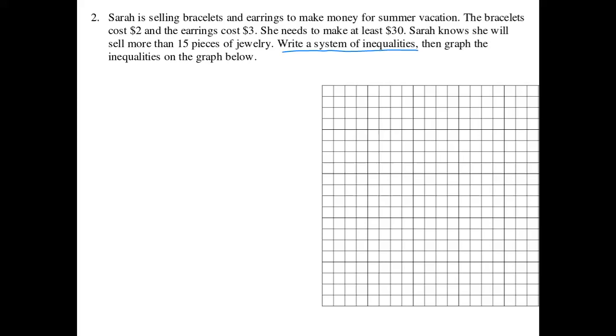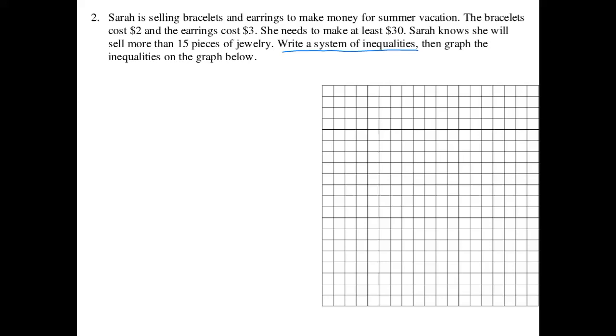So Sarah is selling bracelets and earrings to make money for summer vacation. The bracelets cost $2 and the earrings cost $3. She needs to make at least $30. Sarah knows she will sell more than 15 pieces of jewelry. Write a system of inequalities, then graph the inequalities. Again, we're going to go out to Desmos to do that part.